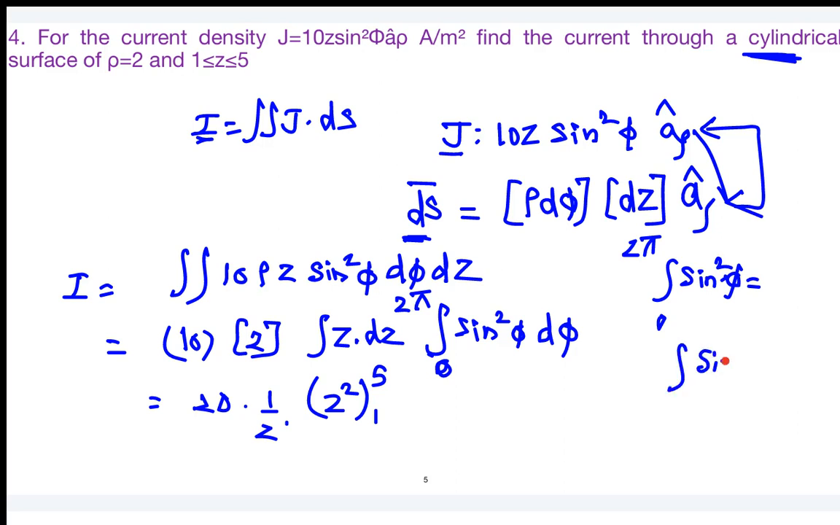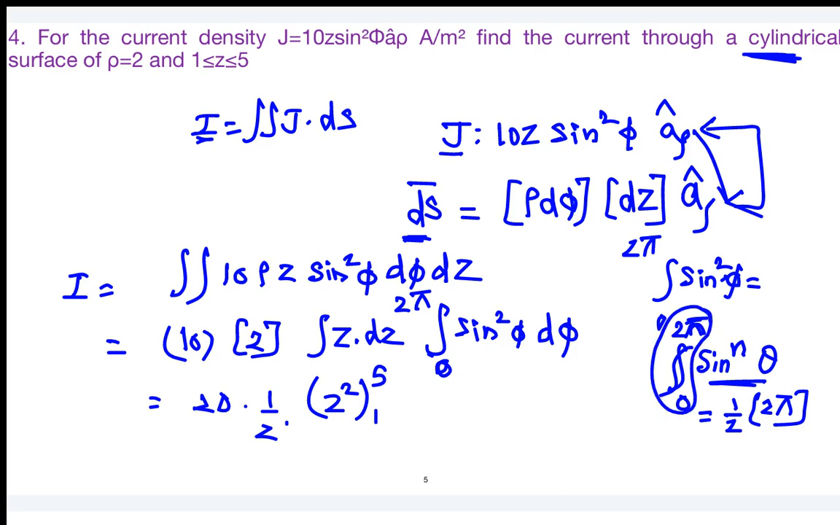When you are integrating sine power n theta over the whole period, so you know that the sine theta total period will be 2 pi radians, you are going to get the answer as half of the total duration. So 1 by 2 times the total period.